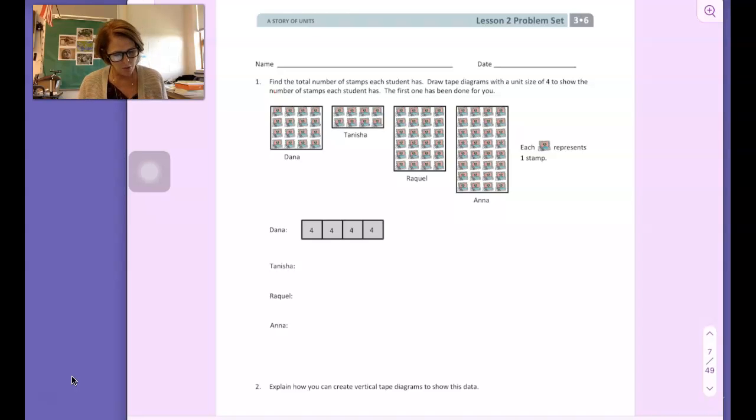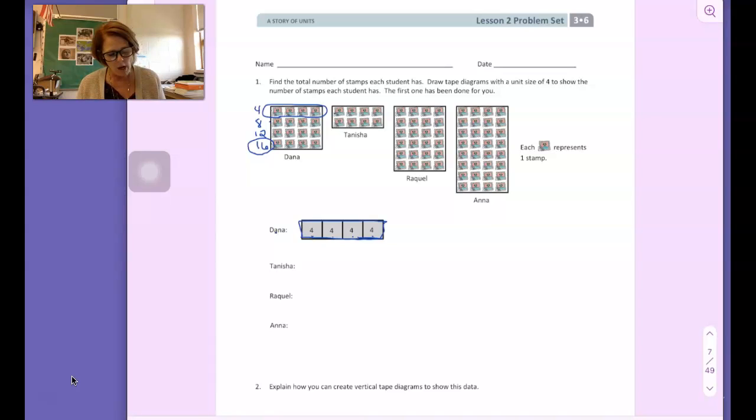So in this first one, we see 1, 2, 3, 4 groups of 4 stamps, right? Here's a group, and there's 4 in each. So Dana, here's the tape diagram for Dana. There are 4 units of 4. And we can count by 4s to find her total, 4, 8, 12, 16. And I'm going to circle 16 since it said find the total number of stamps each student has.